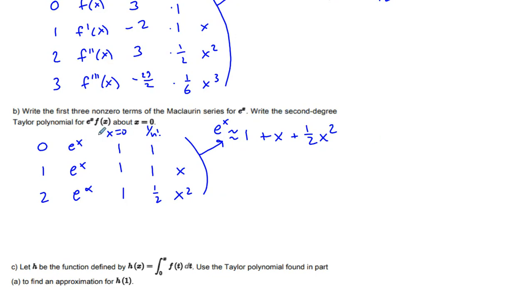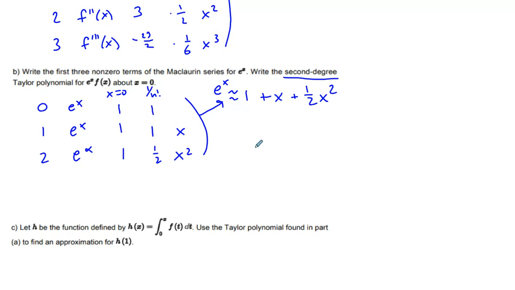Then they're looking for the second degree Taylor polynomial of this product, e to the x times f of x. Second degree, highest being squared. There are 2 ways to do this. One of them is to create a new table, 0, 1, and 2, and now work with e to the x times f of x, and take a look at derivatives and use product rule to expand them.